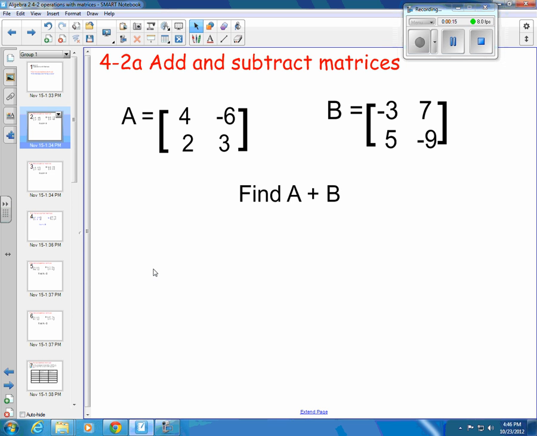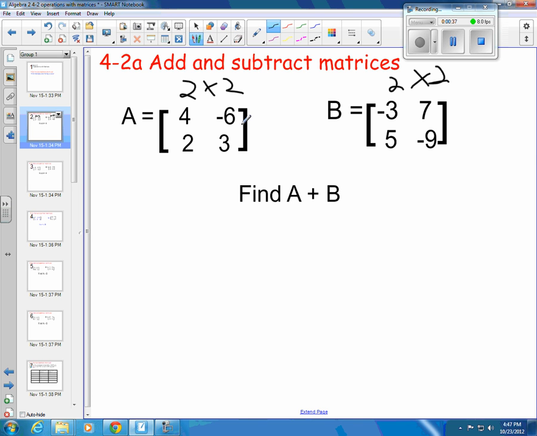We want to add 2 matrices together. And the very first thing you need to look at is to make sure they are the same dimension. If they're not the same dimension, you cannot add them. So we're going to look at, this one is going to be a 2 by 2, and this one is a 2 by 2. Remember, it's rows by columns. There are 2 rows and there are 2 columns. They are both the same dimension, so we can add them.